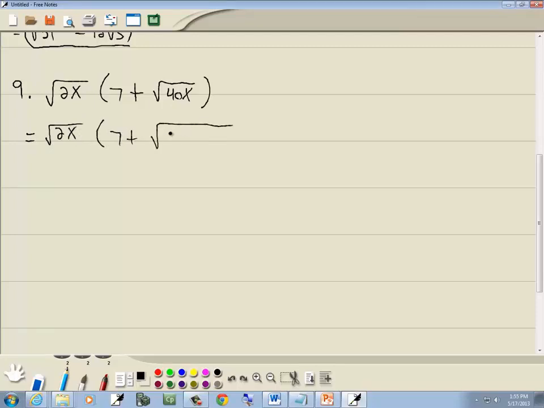Well, 40 is 2 times 4 times 5, with an x. We're dealing with a square root, so we're looking for a pair of somethings. Here's a pair of 2's. I guess that's it. So I'll bring the 2 out in front.